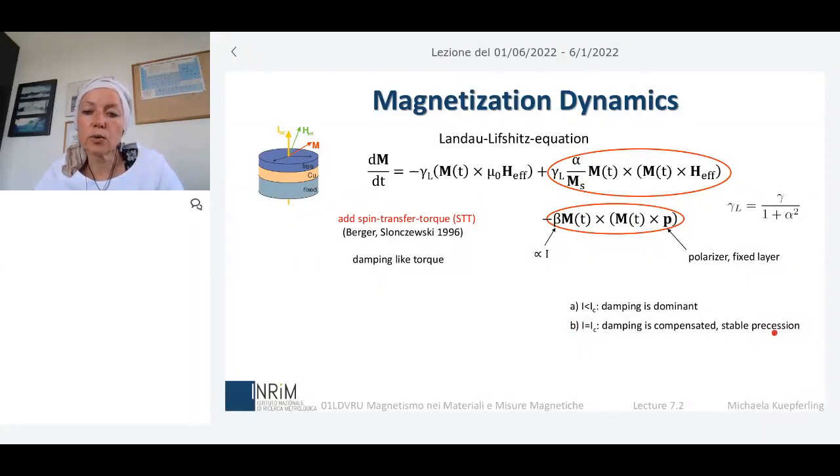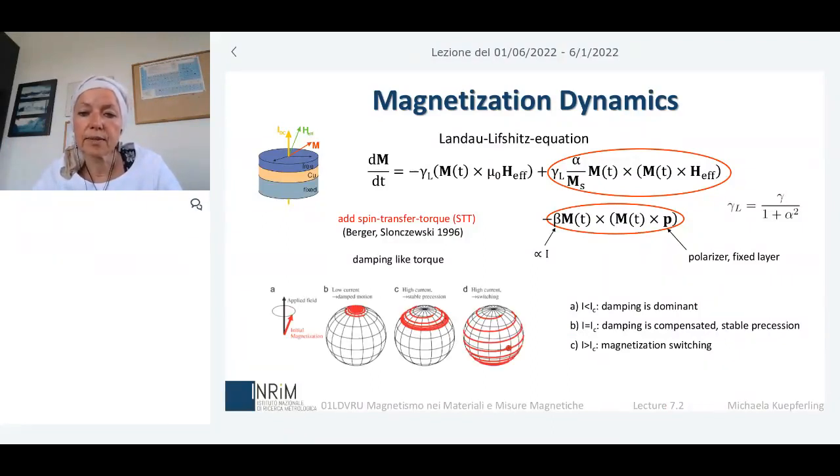In case two, we might have exactly damping compensated. And this is a very particular case because it reminds us of the ferromagnetic resonance. So we don't have damping and we have a stable precession of magnetization. And in the third case, we will have a magnetization switching. So what I showed you before, that the magnetization will switch to the opposite state. And this is depicted here, how this switching can occur, for example.